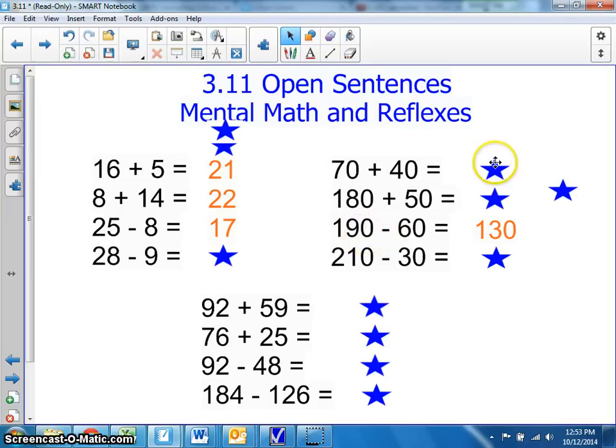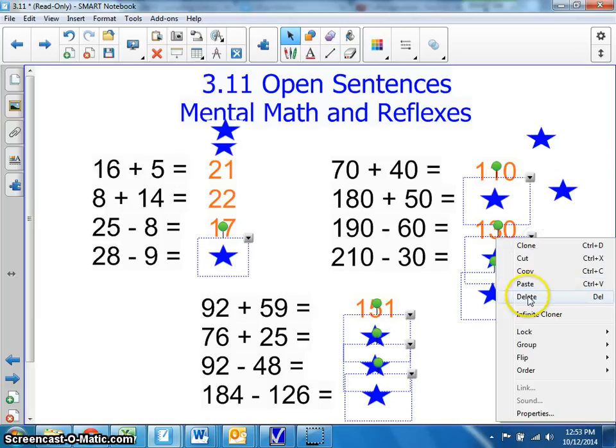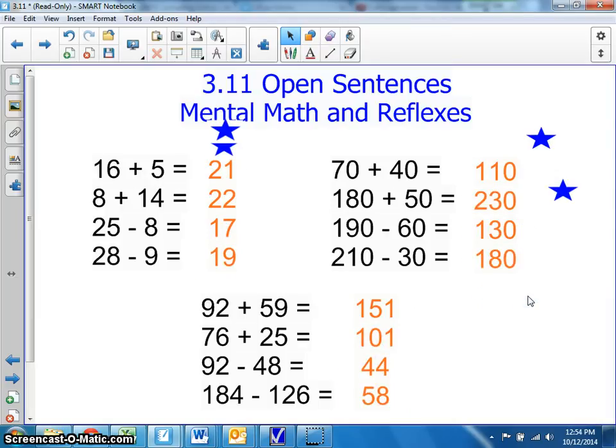7 plus 4 is 11. Plus the 0 is 110. Try the rest of these. These down here are harder, but add the ones digit, then the tens digit, and then add them together. 9 plus 2 is 11. 90 plus 50 is 140. 140 plus 11 would be 151. Can I pause it and do the rest of these? See if you can. And I'll get rid of our stars, and that's where the answers would be.